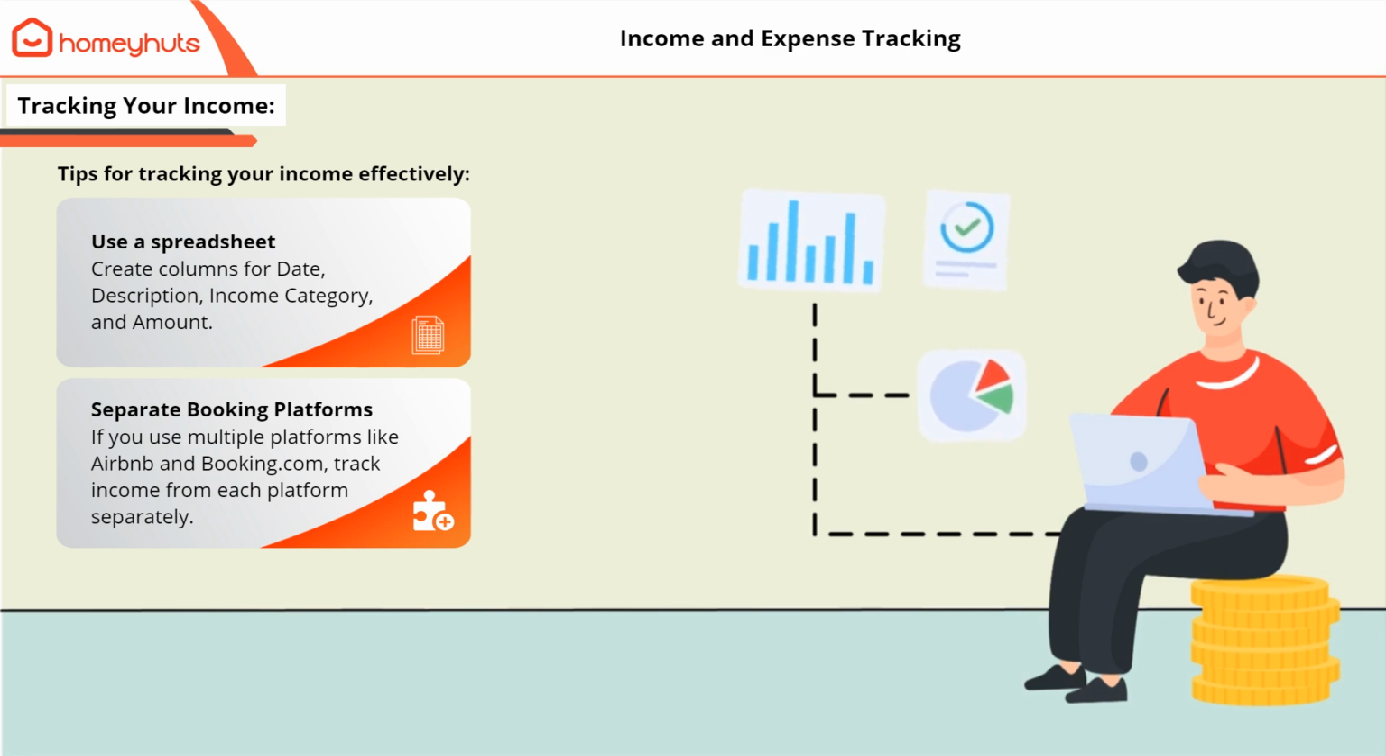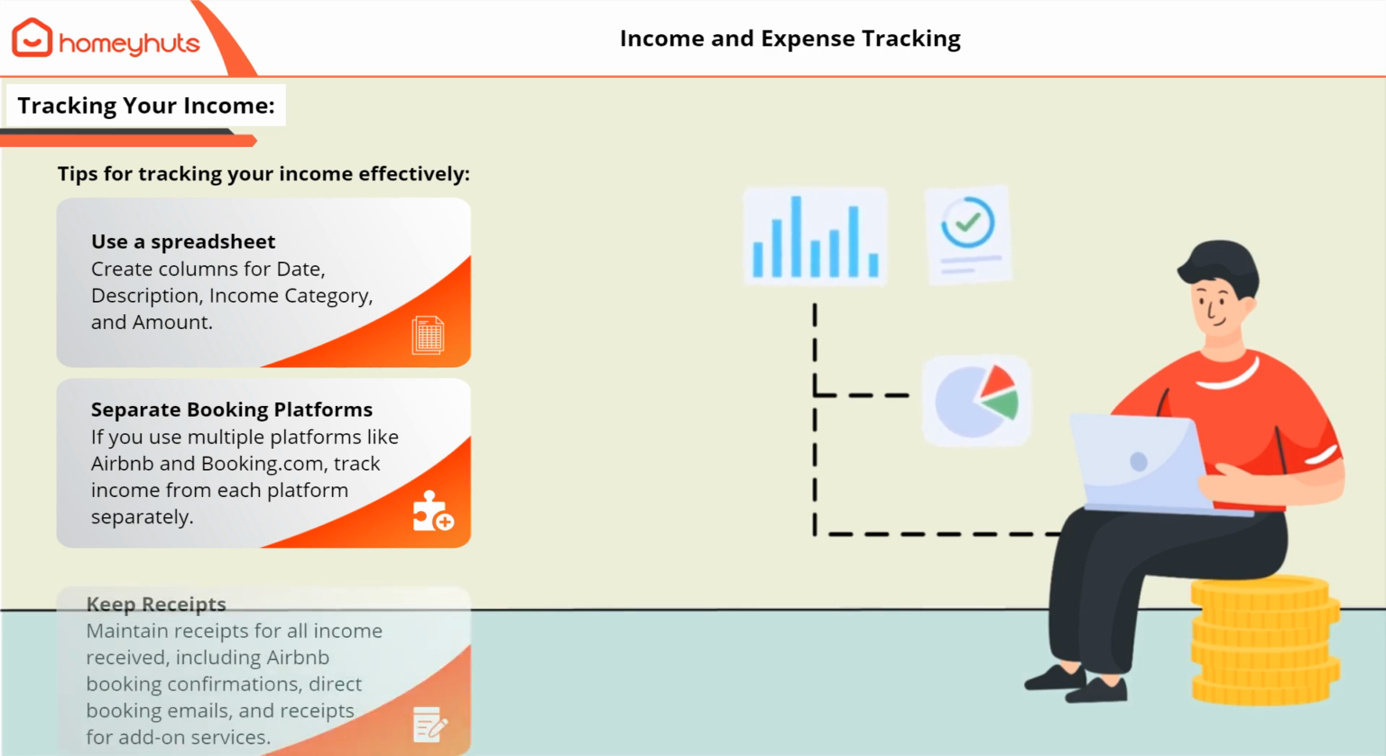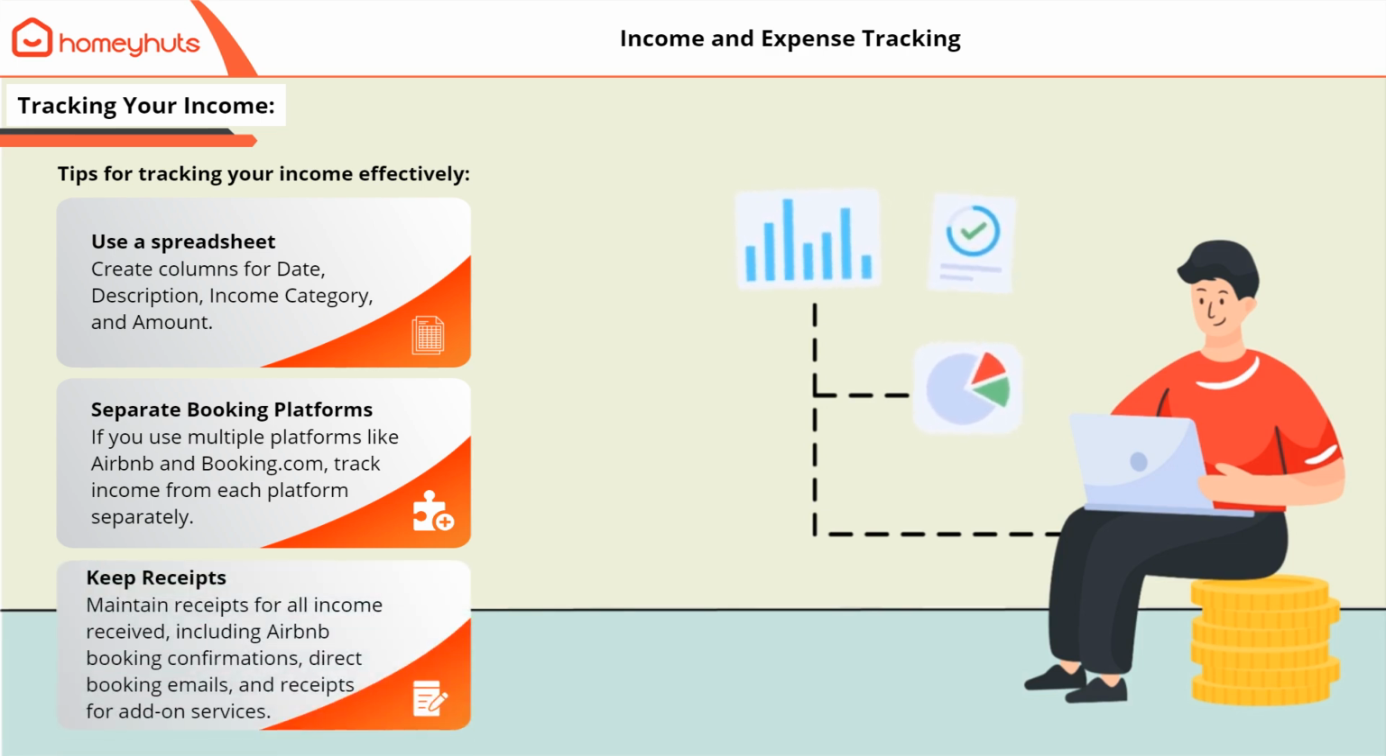Separate booking platforms. If you use multiple platforms like Airbnb and Booking.com, track income from each platform separately. And keep receipts. Maintain receipts for all income received, including Airbnb booking confirmations, direct booking emails, and receipts for add-on services.